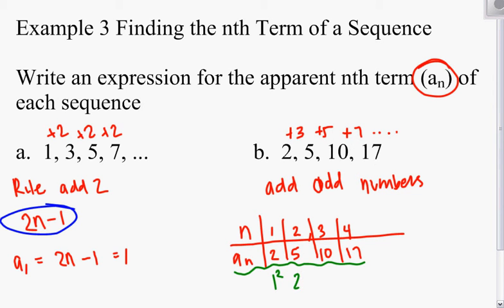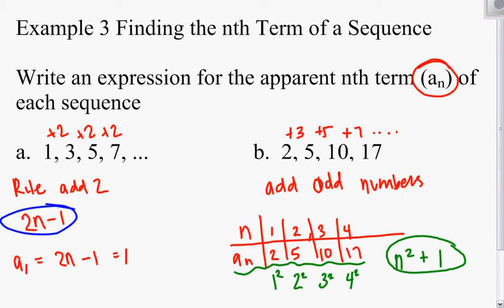Okay, what about 2 squared? Well, 2 squared is 4, plus 1 is 5. 3 squared is 9, plus 1 is 10. And 4 squared, that's 16, plus 1 is 17. So, if you notice, we've got n squared plus 1. Okay, and it takes a little bit of time to kind of notice the patterns, and again, really important that you can recognize what you're doing with your numbers.